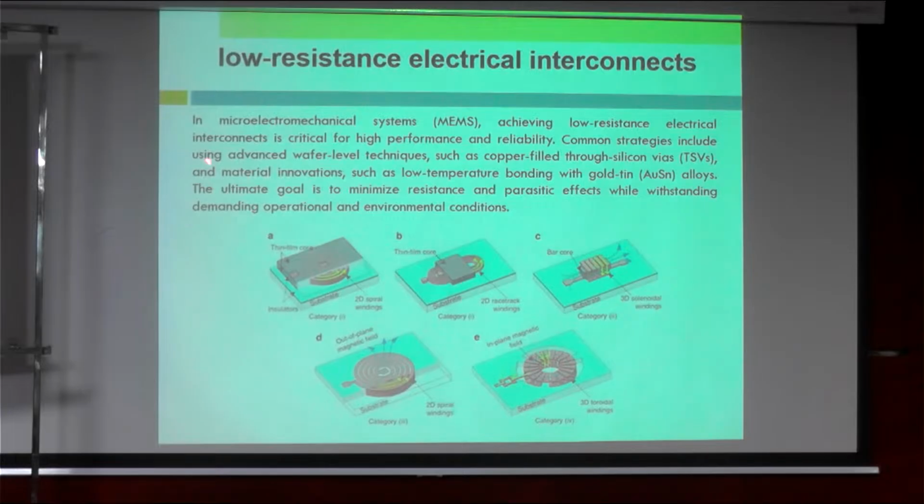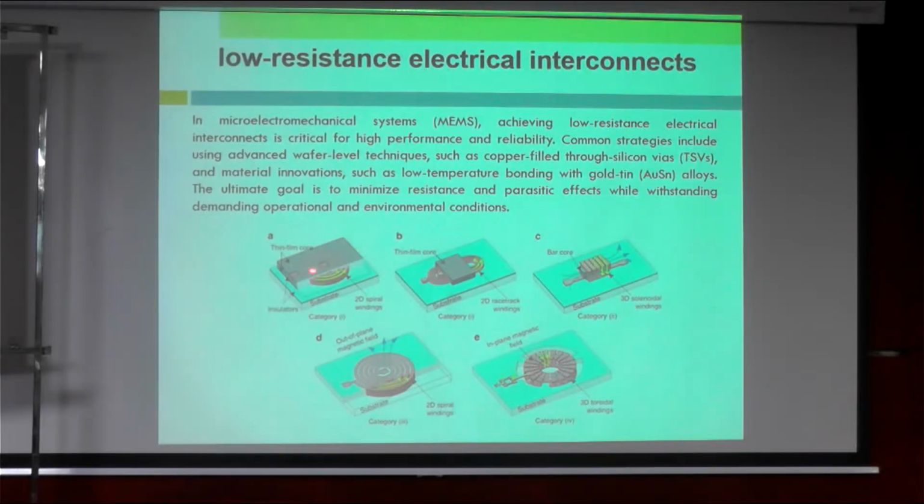Common strategies include using advanced wafer level techniques such as copper fill through silicon via. We have learned about silicon via, which is creating a hole through a silicon surface from top to bottom, so as to connect another chip. And materials innovation such as low temperature bonding with gold tin alloys. The ultimate goal is to minimize resistance and parasitic effect while withstanding demanding operational and environmental conditions.